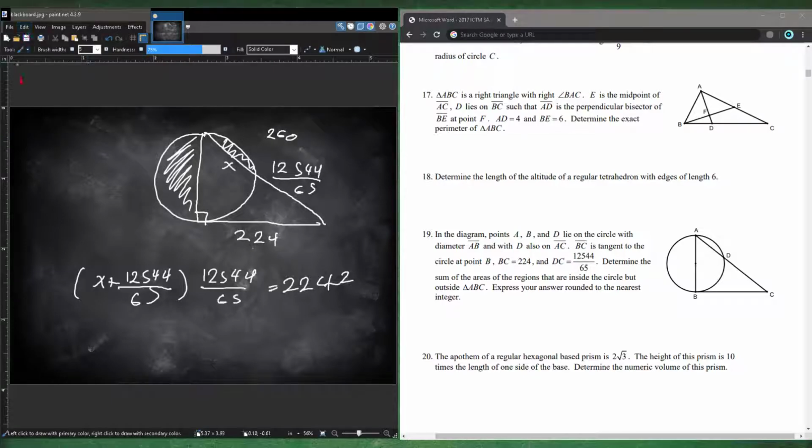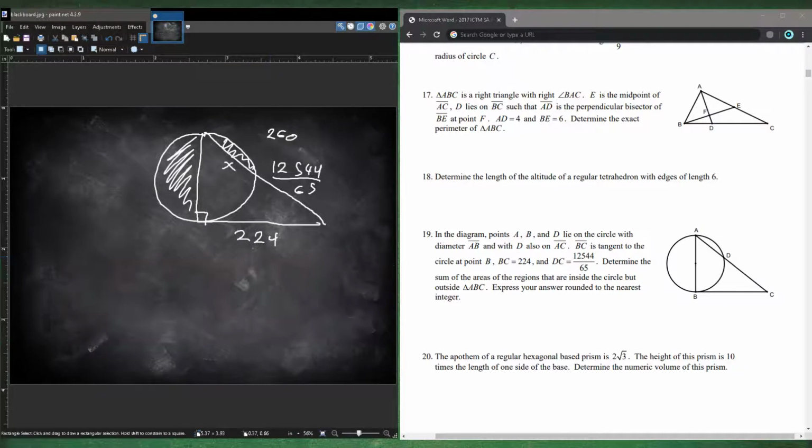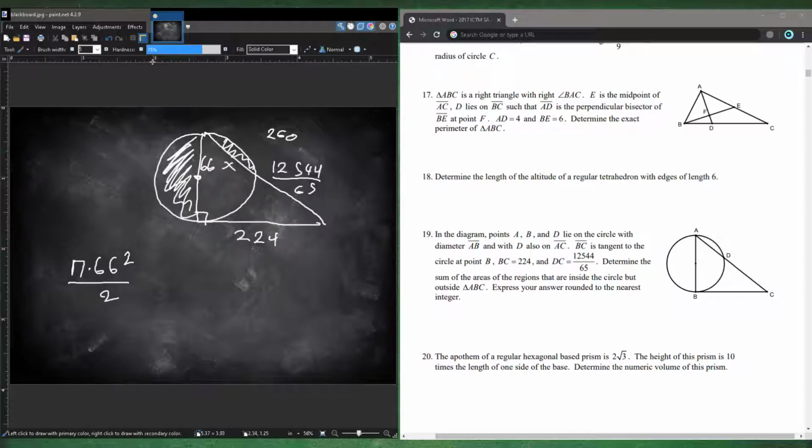Let's erase all that work. Then we could just use the Pythagorean theorem to find that diameter. So that's 260 squared minus 224 squared, and then square root should get us that this length is 132. So half of that should be our radius, which is 66. Okay, so now we found our radius. So the area of this circle is pi r squared, so pi times 66 squared, and then divide by 2 because only half of this circle is this area.